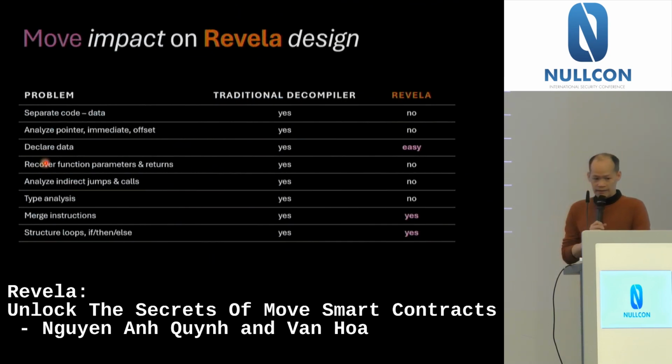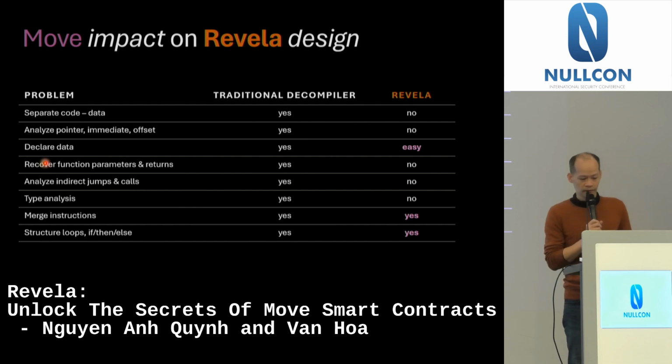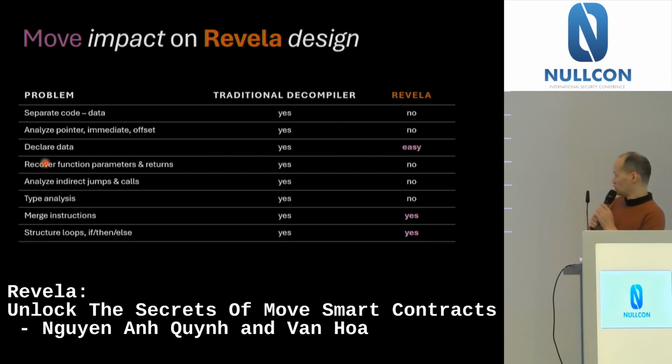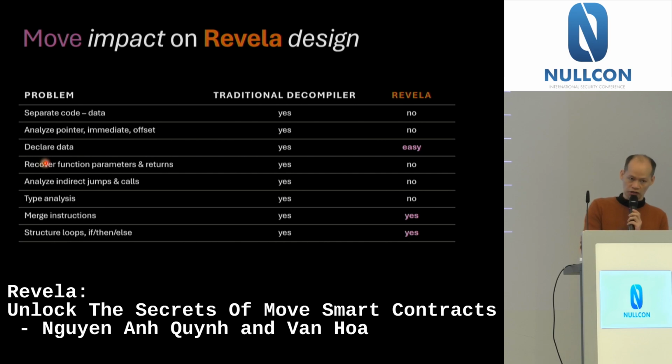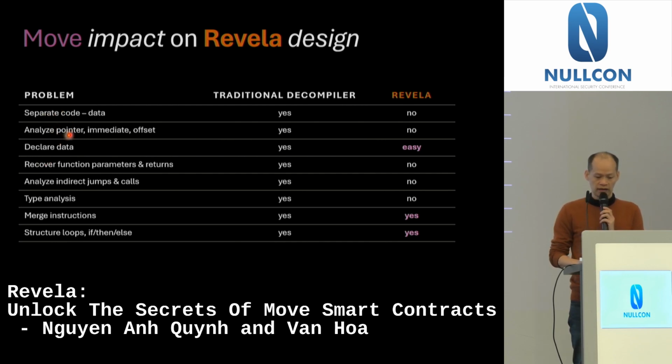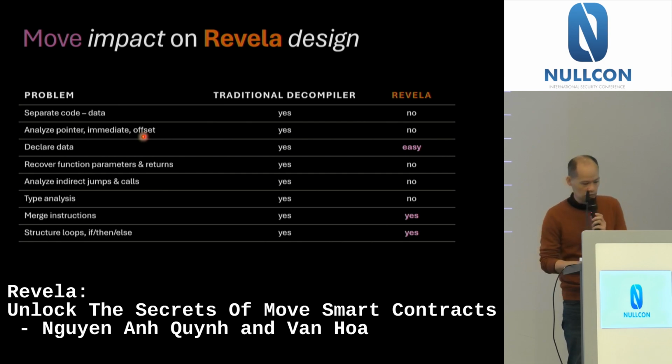Okay, so when we designed Revela, we realized that the design of Move really has an impact on the design of our decompiler. You can see here, for example, we compare the design of the traditional decompiler with Revela. Many problems that happen in the traditional decompiler, we don't have in Revela. For example, the traditional decompiler needs to separate code and data, right? But in Revela, we don't have that issue.